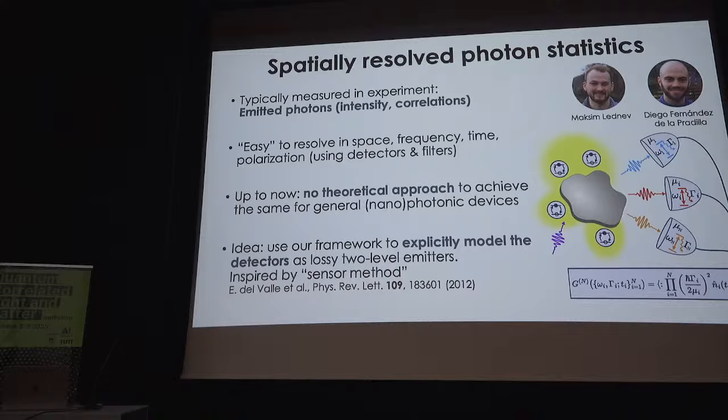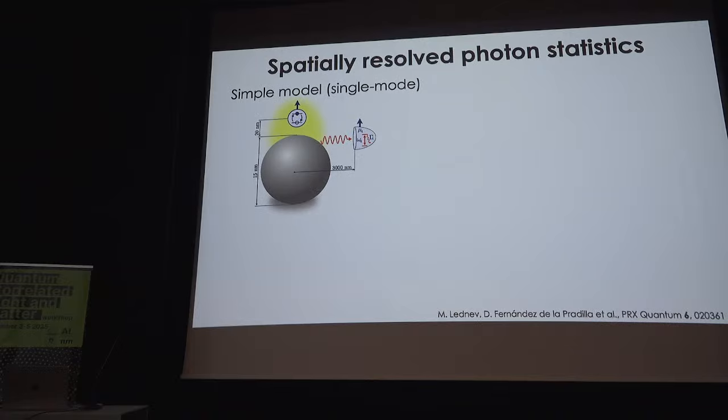We introduce fake emitters, and this is very strongly inspired by the sensor method, actually from our department. What we do is just place fake emitters where we want the detectors to be, that are very weakly coupled to the system, so they don't change the dynamics. But I can look at their population, and this tells me how much light is there.